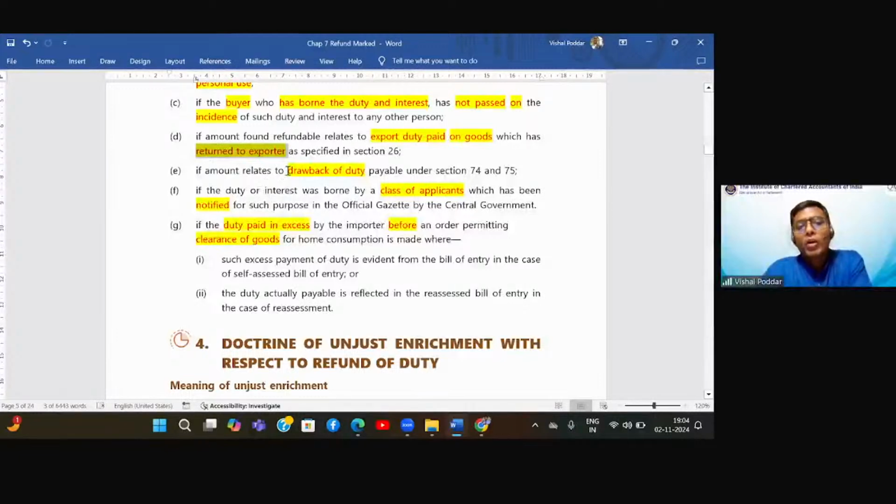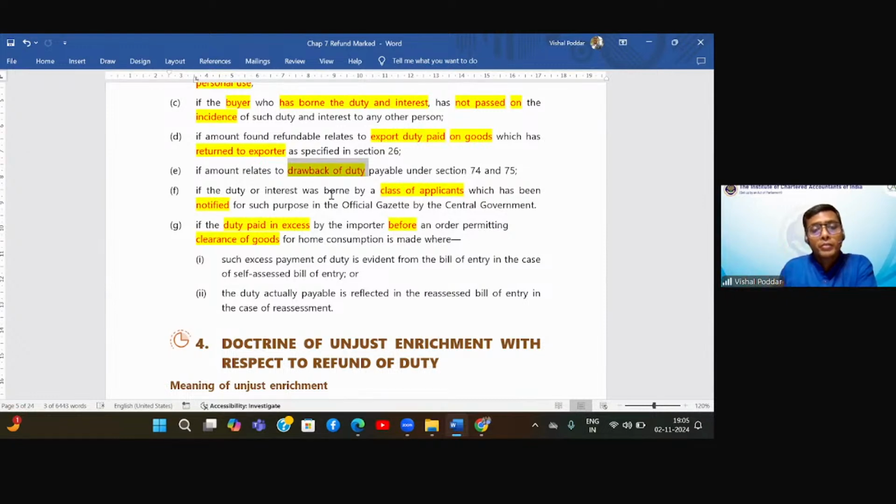Next, where you are entitled to duty drawback. Now, duty drawback is a very special concept which we are going to study in a further chapter. Duty drawback sounds similar to the concept of refund, but there is a difference. Refund is of the duty which you have paid on that particular import or export. Drawback is applicable when you are exporting what you had originally imported or purchased by paying duty at the time of import or at the time of purchase.